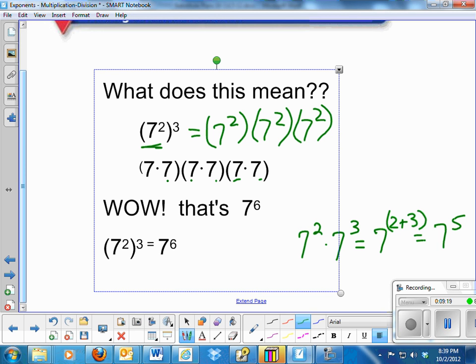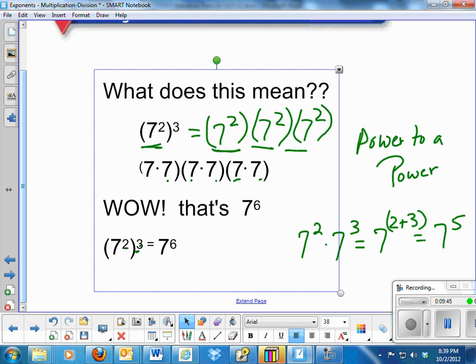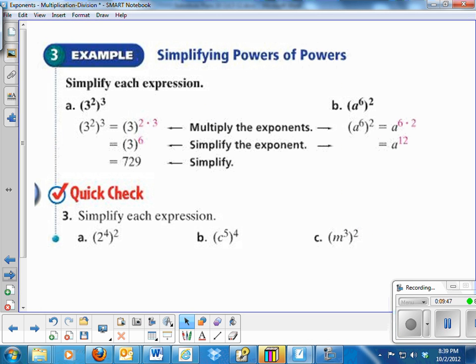In this case, I have 7 squared to the 3rd power, which means I have 3 groups of 7 squared. So I have my 3 groups of 7 squared, and when I simplify it, this is called a power to a power. Power to a power. So we have an exponent here and an exponent on the outside of the parentheses. So let's go on, we'll do one more example of this.